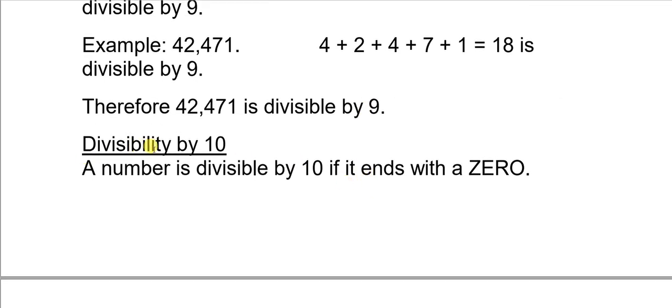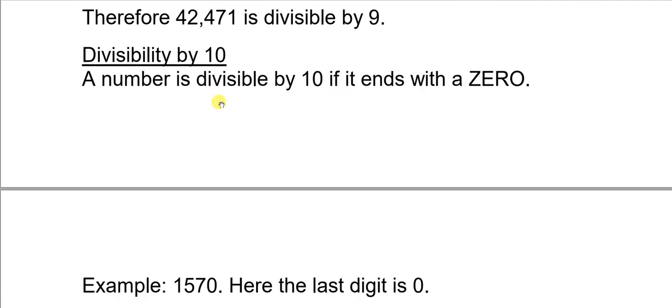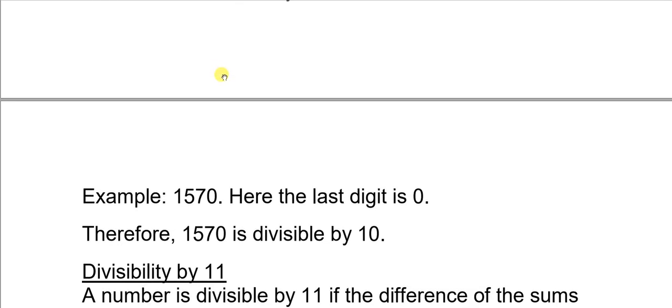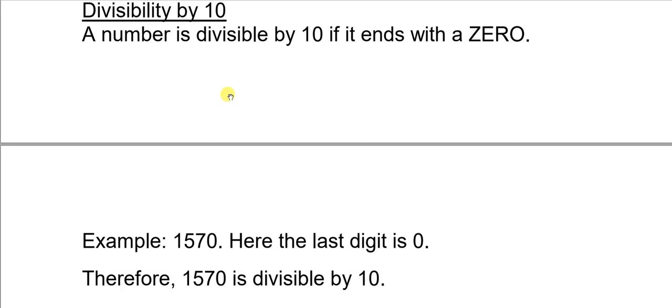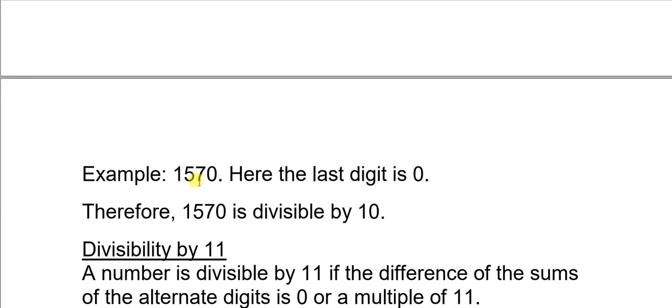Now the divisibility by 10 rule. A number is divisible by 10 if it ends with a 0. Meaning in the unit place 0 should be there, then only the number is divisible by 10. Example: 1570. Here the last digit is 0. Therefore 1570 is divisible by 10.